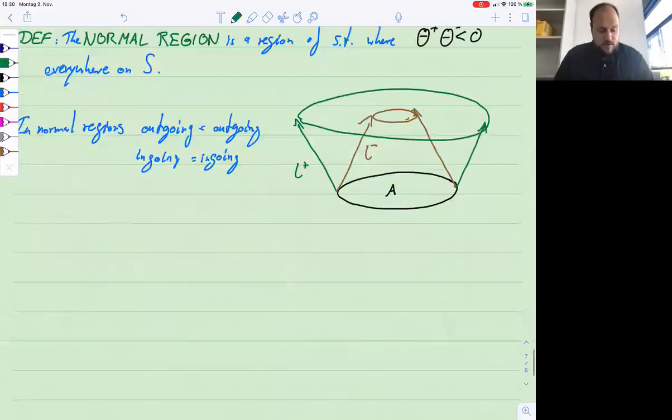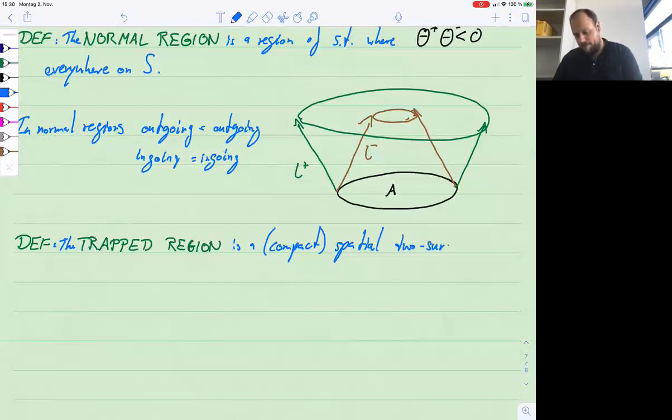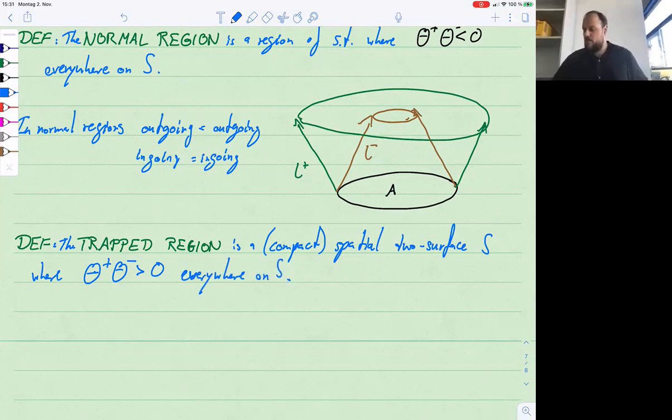And now we can define the opposite region. This is a trapped region. A trapped region is a compact spatial, it doesn't need to be compact actually, but this definition goes to Penrose, two-surface S, where theta plus theta minus is bigger than zero everywhere on S. So why is that?